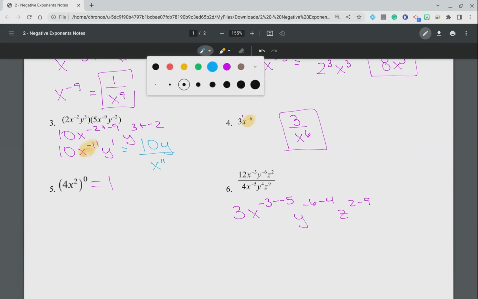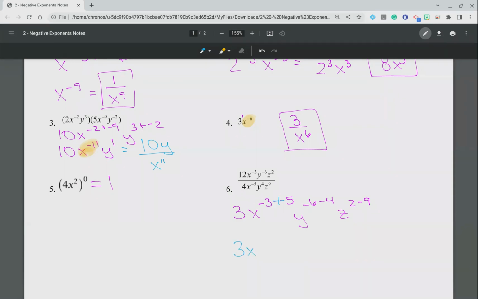Now, why I said you have to be super careful is, for instance, this first one. These two negatives are going to make a positive. So I have 3x, and then I have negative 3 plus 5, which is positive 2. And then y to the negative 6 minus 4 is negative 10. And then z, negative 2 minus 9 is negative 7.